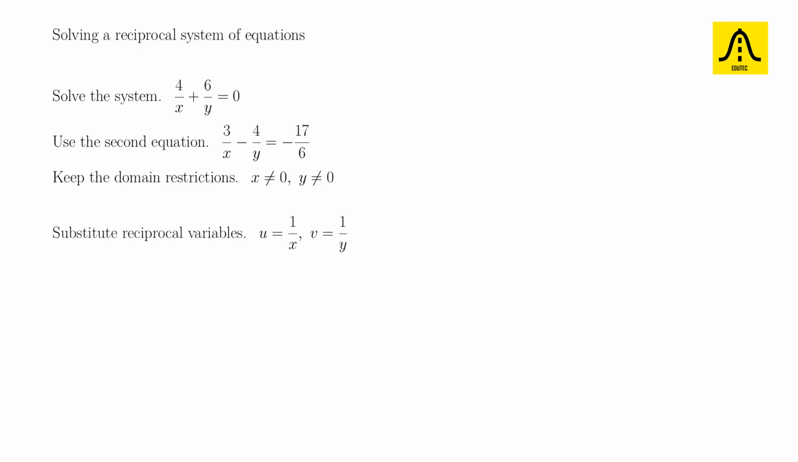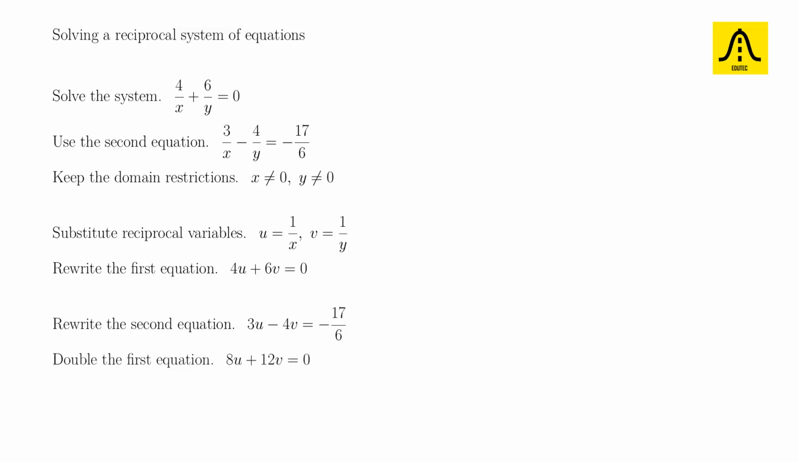Let u equal 1 over x and v equal 1 over y. This turns the system into a linear one. The first equation becomes 4u plus 6v equals 0. The second equation becomes 3u minus 4v equals negative 17/6.